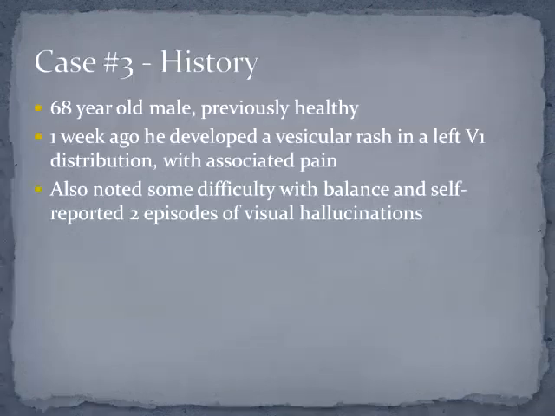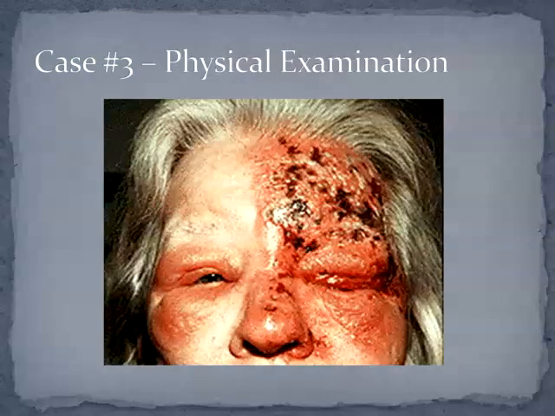So the last case that I want to talk about, again, comes from here at St. Paul's. And so this is a 68-year-old male. He was previously healthy, and a week prior to presentation, he developed a vesicular rash over the left V1 distribution with associated neuropathic pain. And he began to notice some difficulty with balance and self-reported some visual hallucinations. So this isn't the patient, but this is just something pulled off of Google Images, showing essentially how he looked. So the classic kind of rash of zoster.